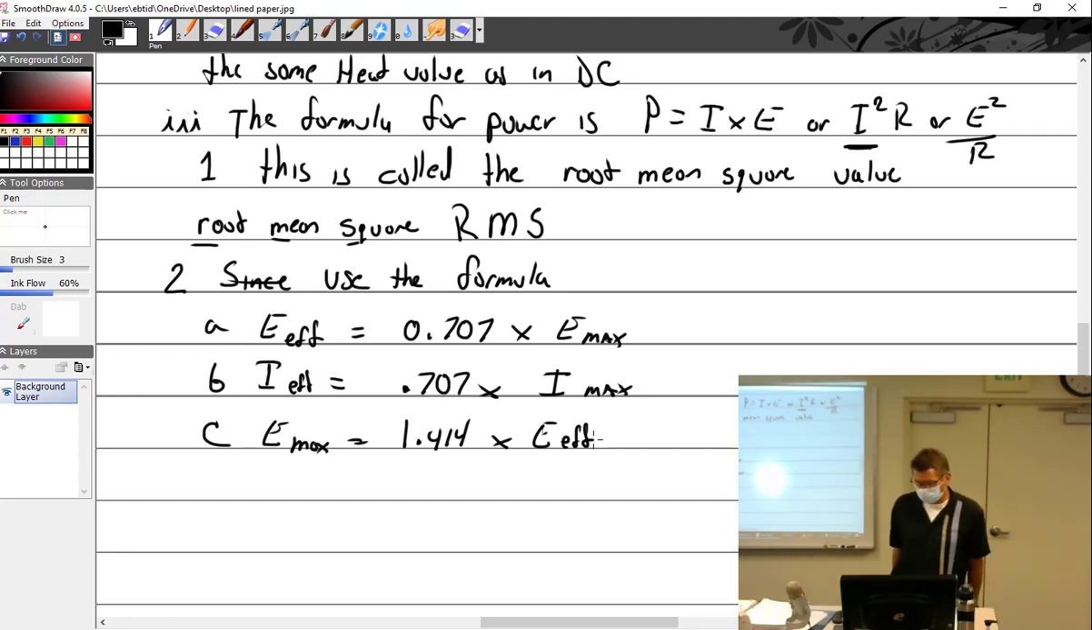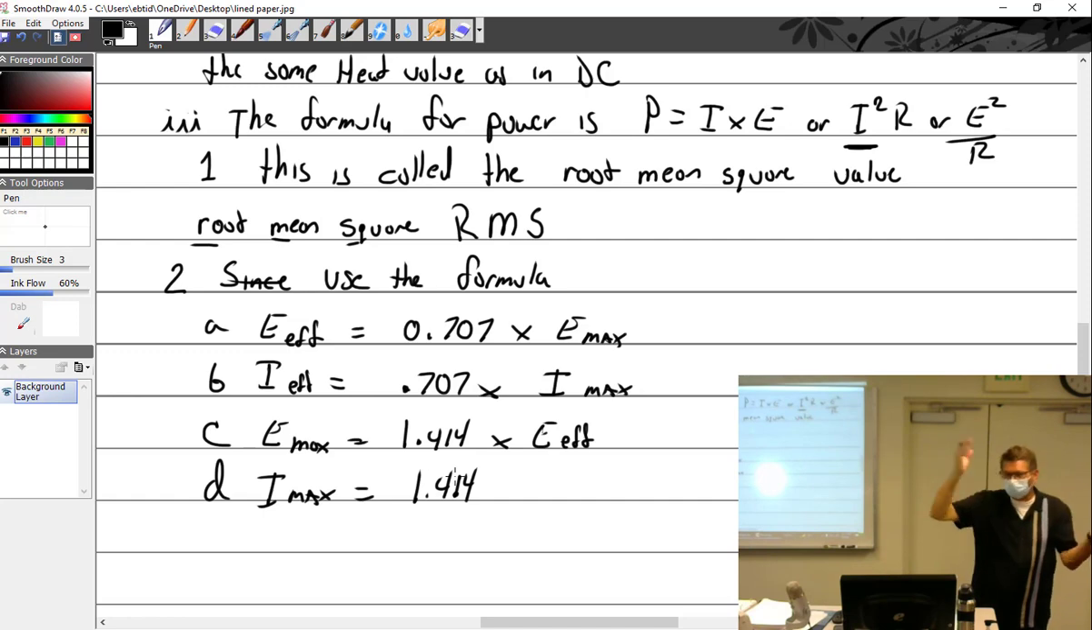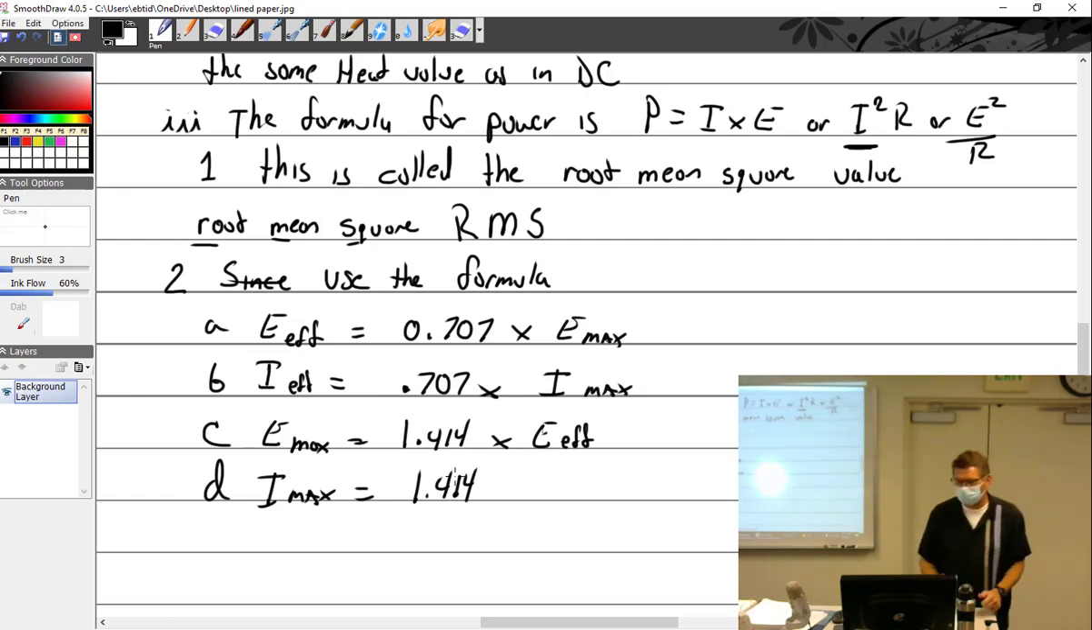Who's got their calculator? Do that real quick. So 169. So really, what is the voltage coming out of the wall? If I look at it on an oscilloscope, its peak is going to be 169 volts. But what's its RMS value? 120. Follow? Okay.